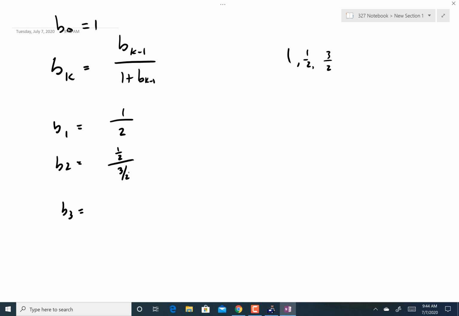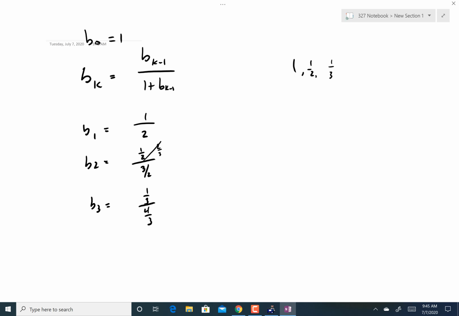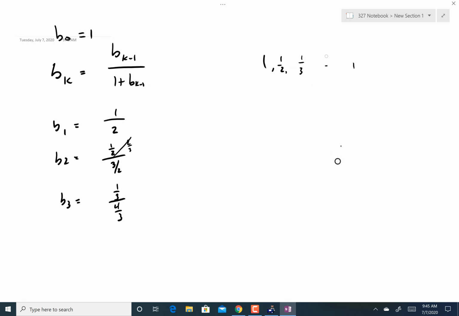No, wouldn't you, dummy? When you invert and multiply, it would be 2/3, which would be 1/3. Try again. All right, so it's going to be 1/3, and then it's going to be 1/4, and so on and so on and so on.